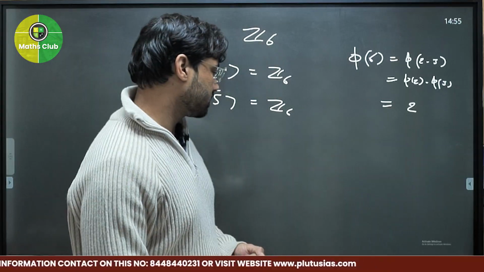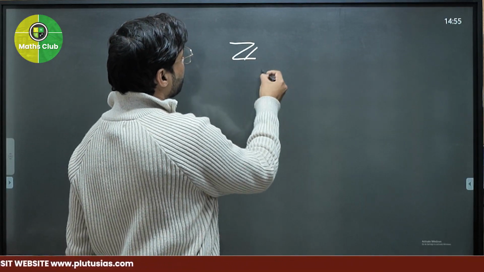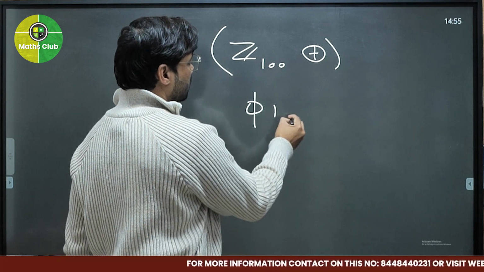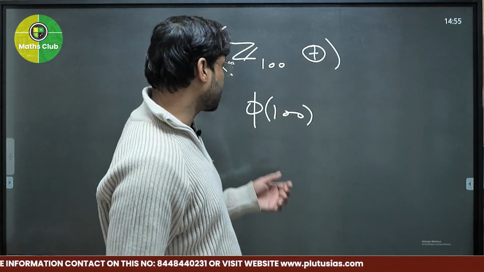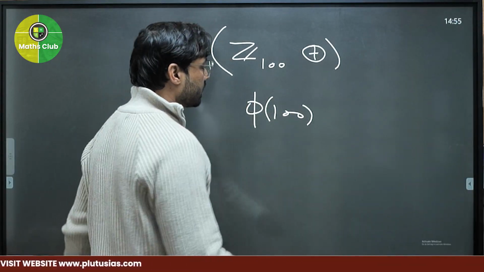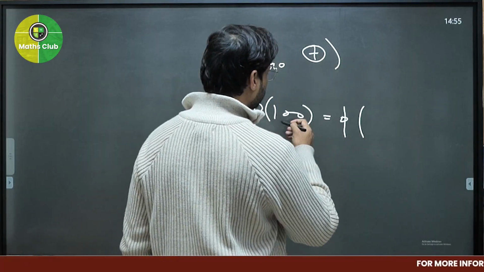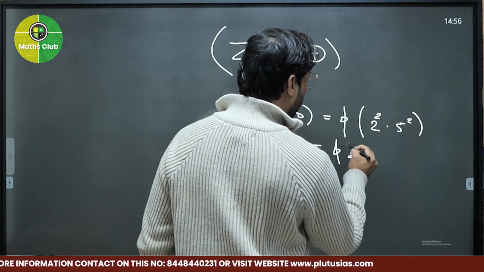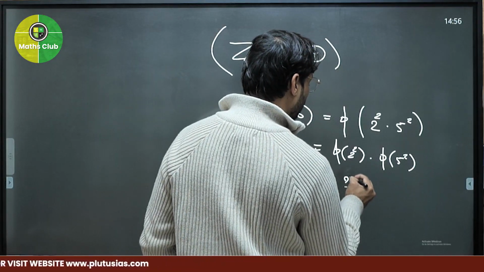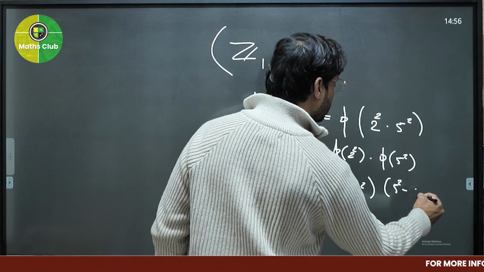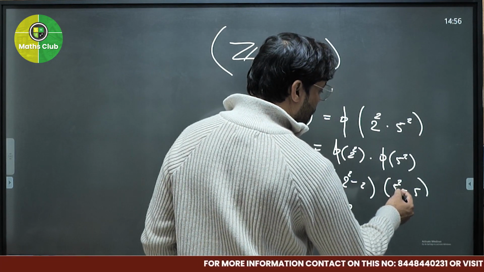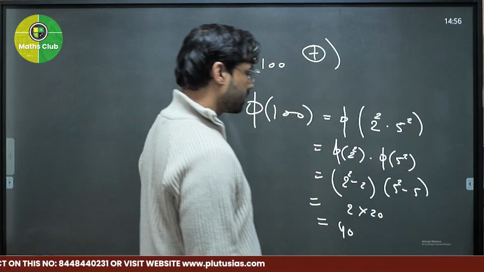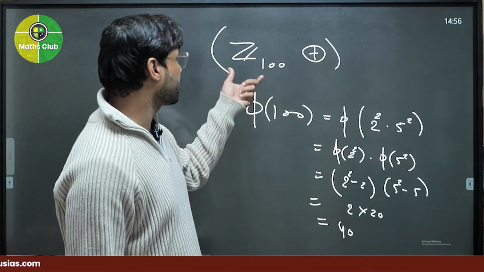If you want to calculate how many generators there are in a large cyclic group, like if I ask you to find the number of generators in the cyclic group Z100, simply calculate phi 100. In previous videos we have already seen how to calculate it. Write the prime factorization of 100, that means 2 to the power 2 into 5 to the power 2. Then phi is 2 to the power 2 minus 2, and 5 to the power 2 minus 5, so you get 2 and 20, which gives 40. So there are 40 generators of this cyclic group.